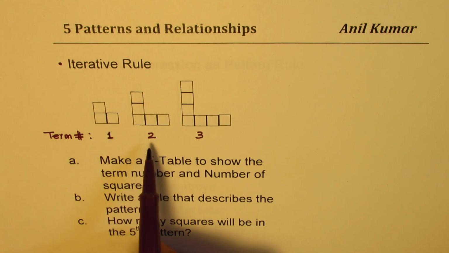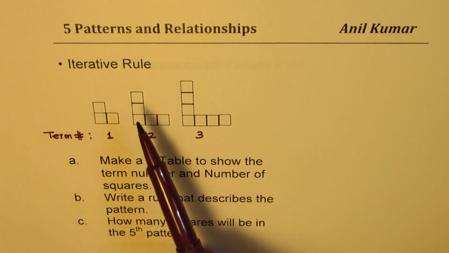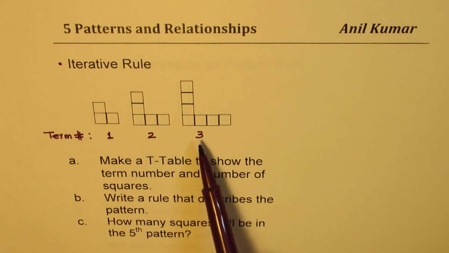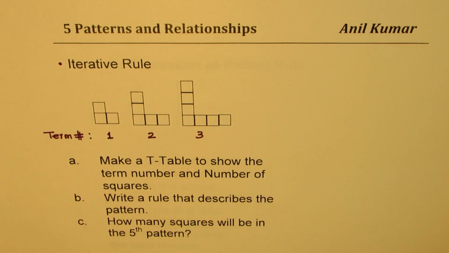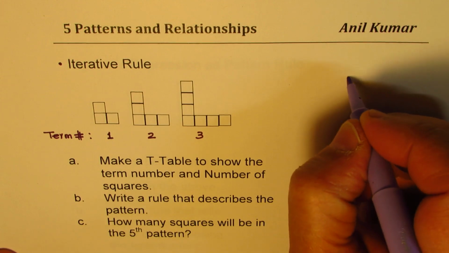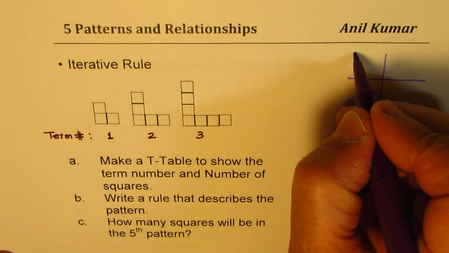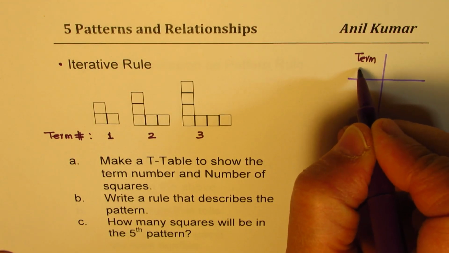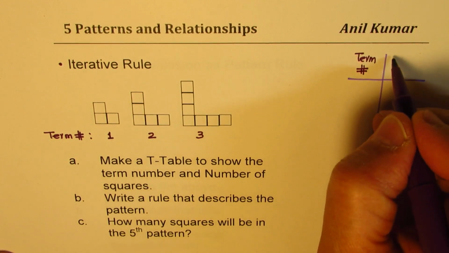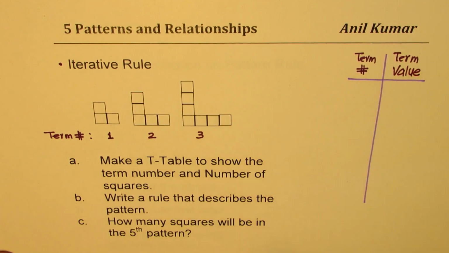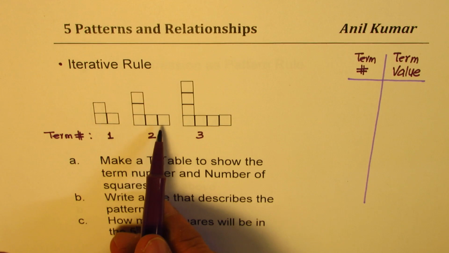So in the first term, we have 3 squares, right? In the second term, we have 3 plus 2, 5 squares. And now we have 2 more, 7 squares in the third term, correct? So to describe this, we can always make a t-table. So let's make one t-table. We'll write term number. So I'm writing number with this hash, right? And we'll write term value. Value here will mean the number of these squares, right?